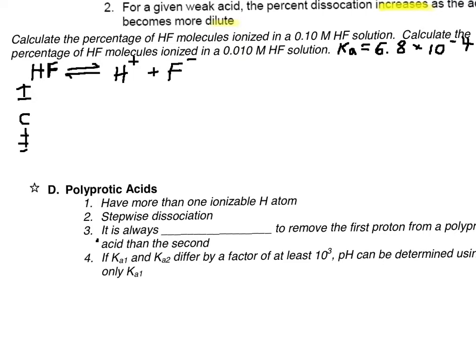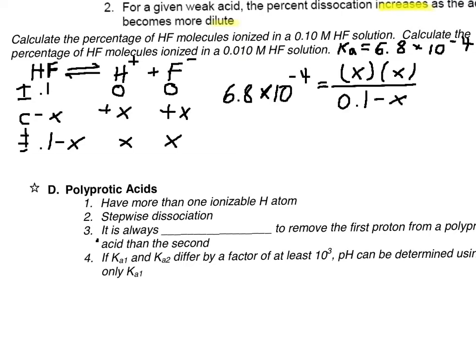Alright, so our original amount of HF is 0.1 molar. Original amounts of H plus and F negative are 0 and 0. The change value, we don't know what it is: minus x, plus x, plus x. Okay, this is going to be 0.1 minus x, this is going to be x, this is going to be x. And we're going to plug this into an equilibrium expression. And if we go through and solve for x, we're going to get 7.9 times 10 to the negative third molar.